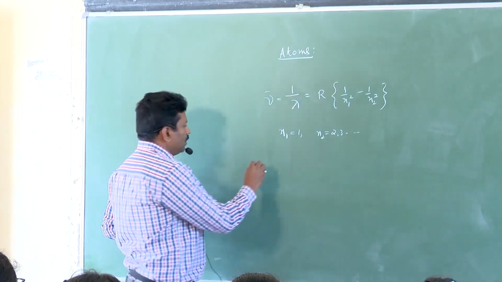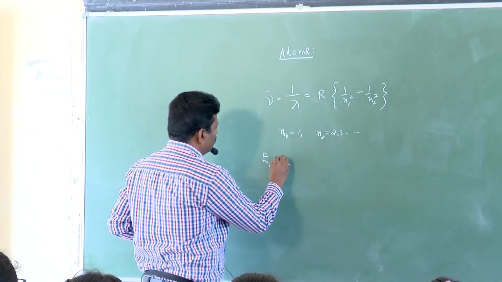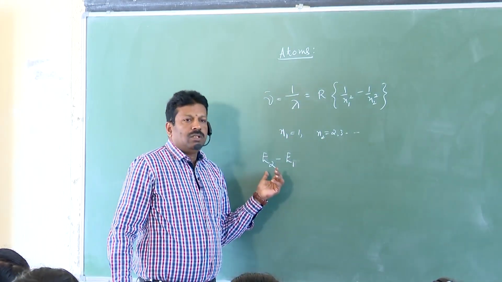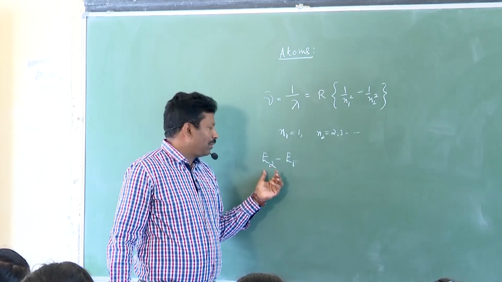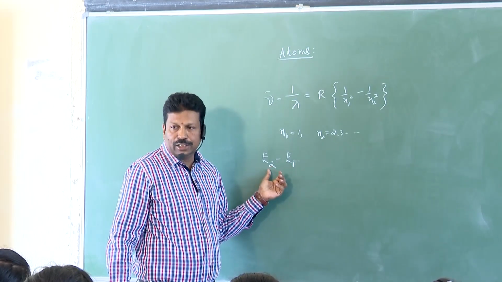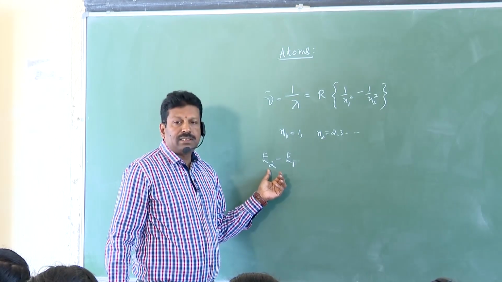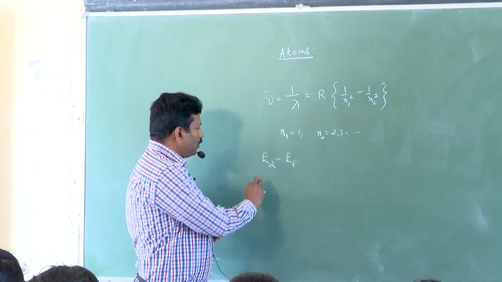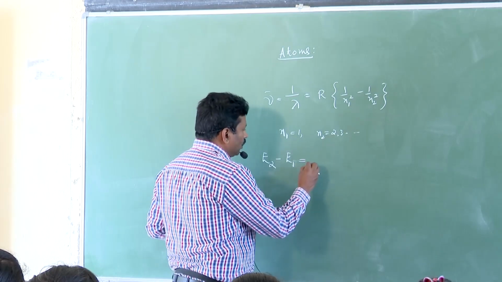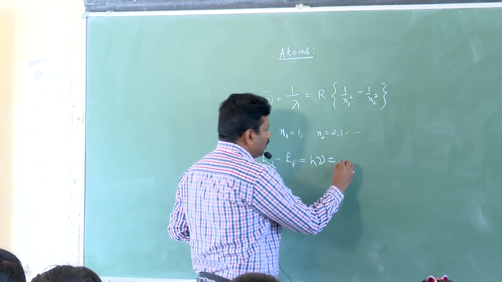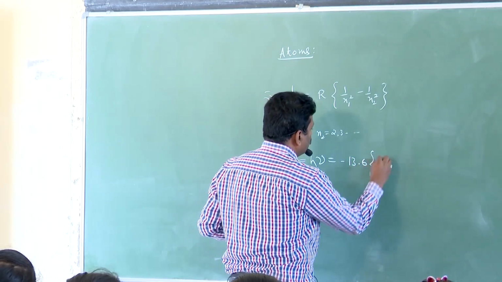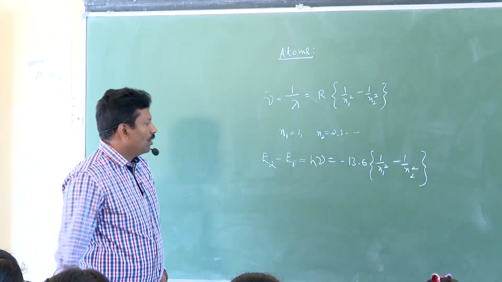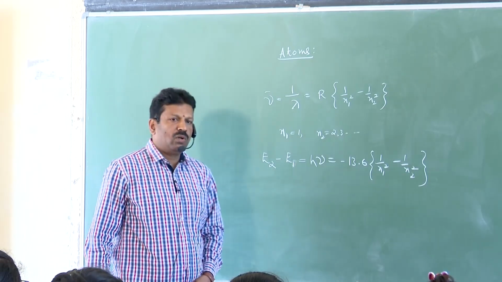If there is a transition from one orbit to another orbit, the energy change is E2 minus E1. Normally when a transition takes place from a lower orbit to a higher orbit, it absorbs energy, and when it takes place from a higher orbit to a lower orbit, the same amount of energy is released, right? So E2 minus E1 is equal to h nu, that is equal to minus 13.6 into 1 by n1 squared minus 1 by n2 squared, right? These are the equations which we are going to discuss.